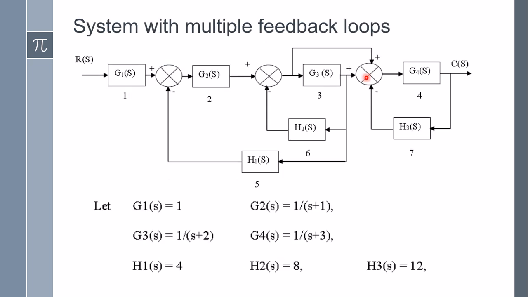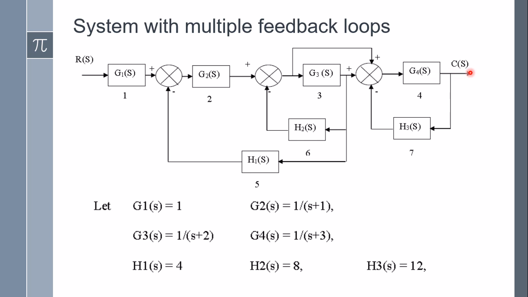In the case of a system with multiple feedback loops like this, we'll be going with a new command called blkbuild. Okay, first let us have a look at the system. The system has a feed forward path. C of s is the output and R of s is the input, and this is the path traveled by the signal from input to output.